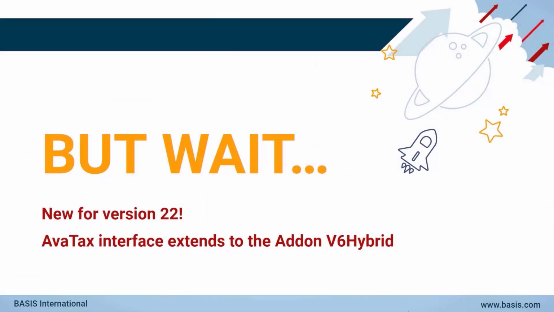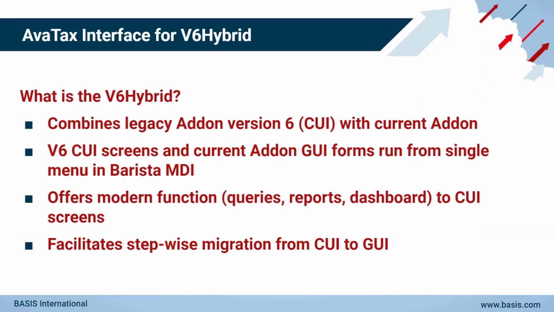Brand new for version 22, we've enhanced Addon's version 6 hybrid product so that it too interfaces with AvaTax. I want to show you how that works. First of all, in case you're not familiar with it, what is the V6 hybrid? In short, it's a copy of legacy Addon version 6. That's a CUI version of Addon, a character version, that can be installed and synced into Barista to run right alongside the current version of Addon.